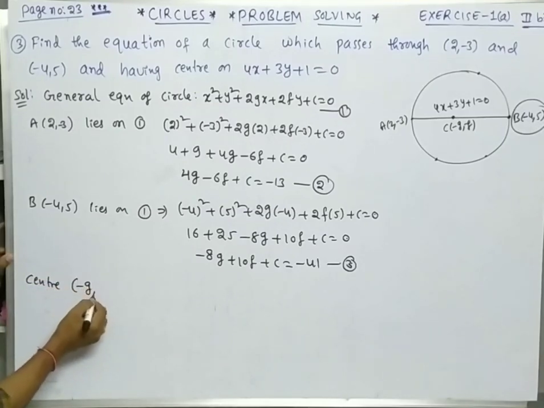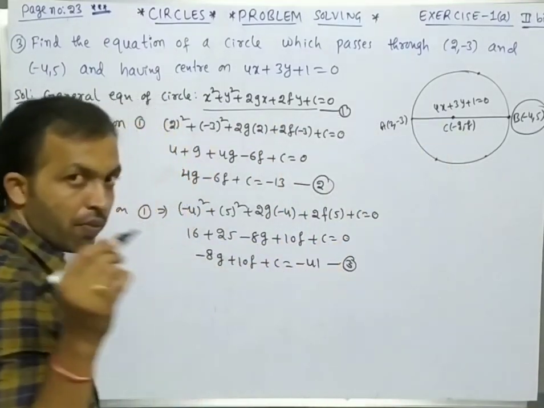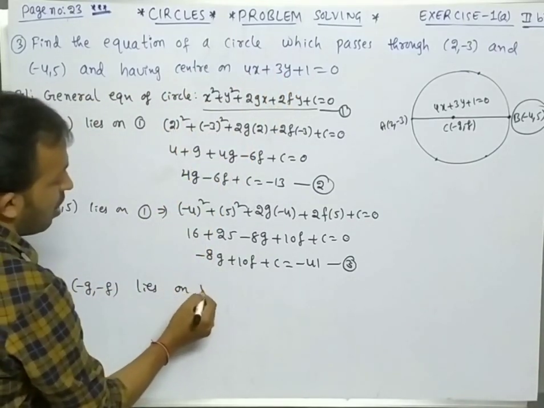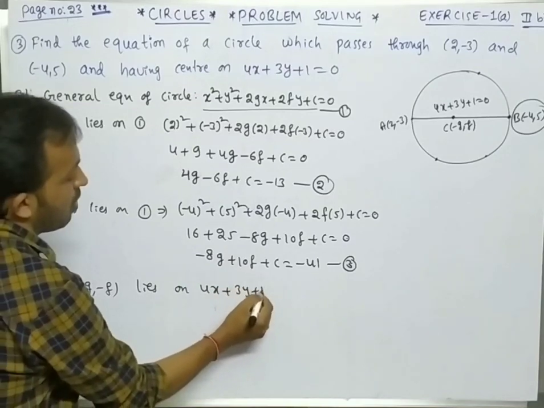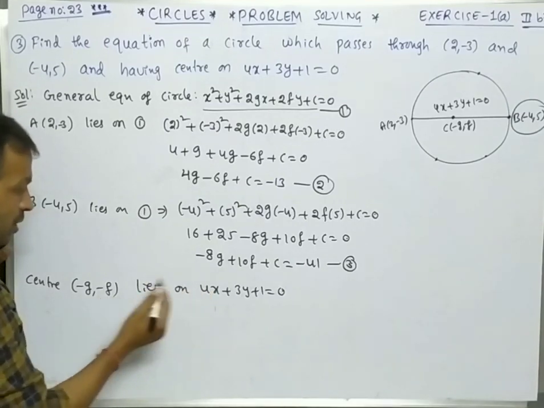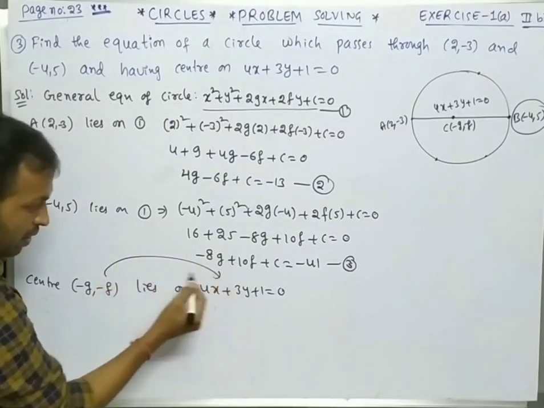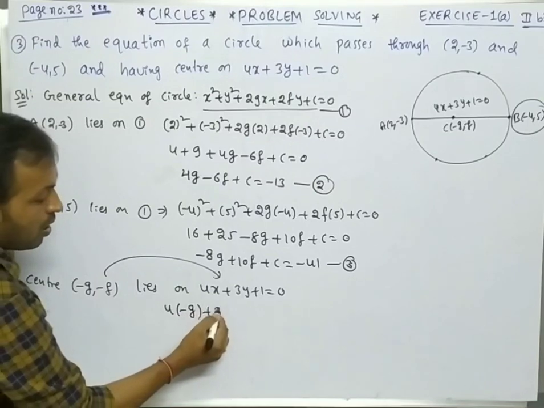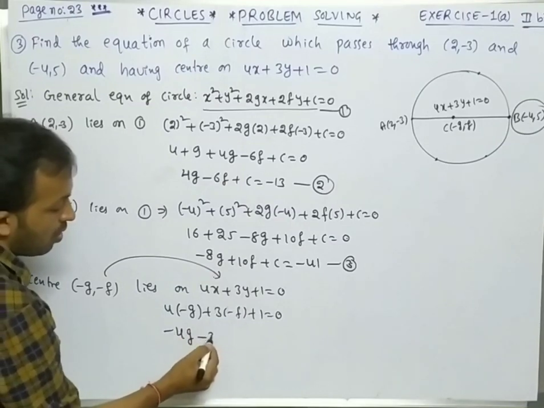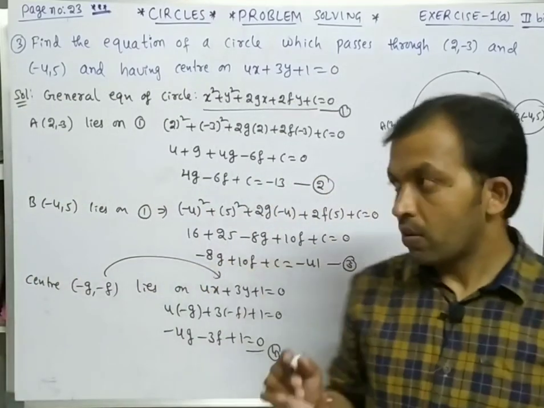Next, the center. What is the center here? In the general equation, the center is (-g, -f). The center lies on the line 4x + 3y + 1 = 0, which is a diameter. Now the center lies on this, which means this point satisfies this equation. 4 into -g, plus 3 into -f, plus 1 = 0. So -4g - 3f + 1 = 0. Equation number 4.